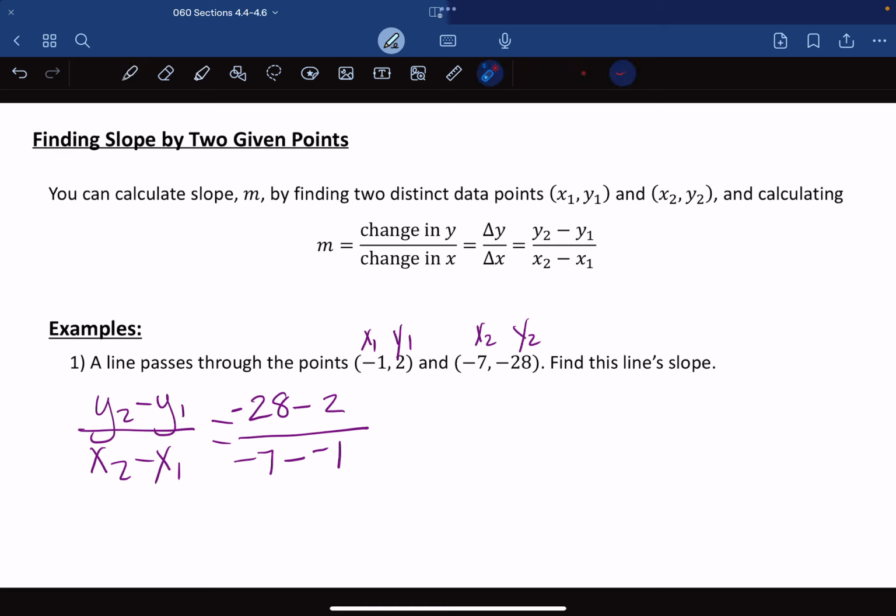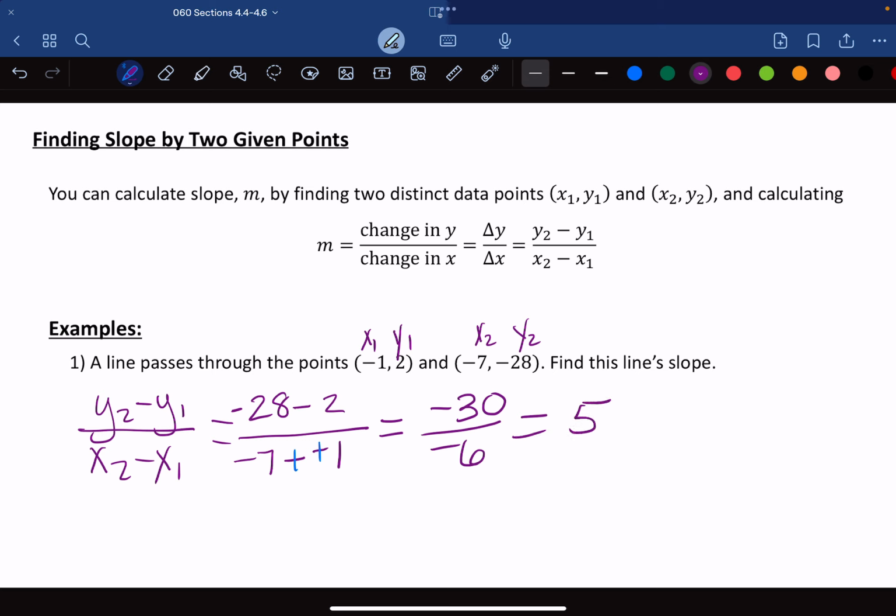Now make sure, the biggest error that I've seen in the past is when students get mixed up because there's a negative in the equation, or a subtraction in the equation, and then if there's a negative with the numbers. Make sure you're looking at that, not forgetting to put negatives in there if there are. And when you have a minus and a negative, 2 of them side by side, it becomes a plus. And this gives me that my slope is 5.